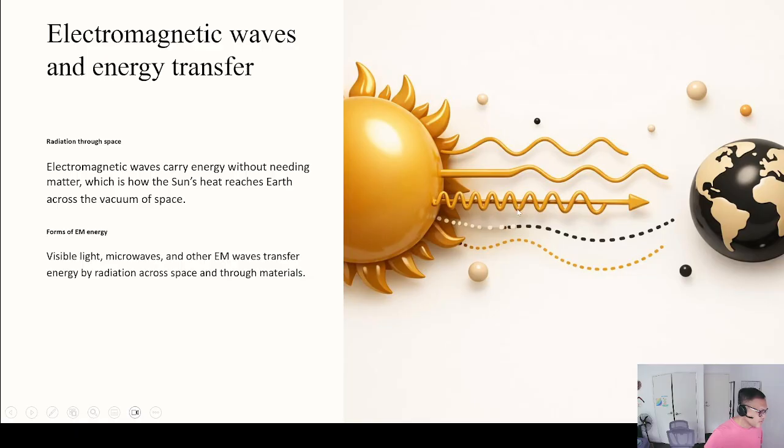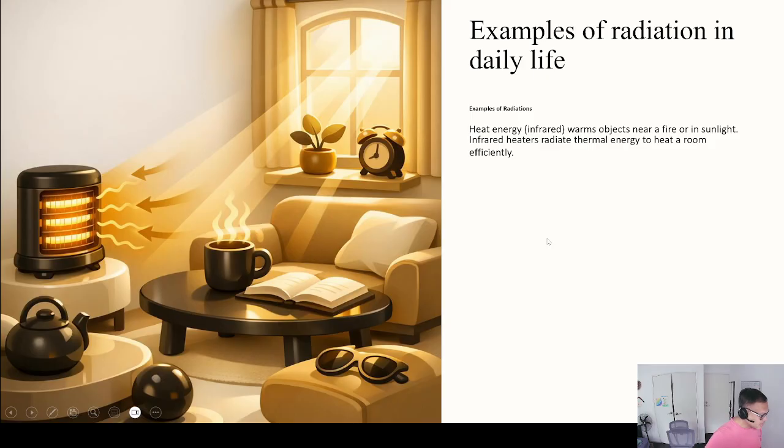And an example would be an infrared thermal heater. You would have seen it, generally in hospitals, but in homes also. In this, the infrared heater is heating the whole room. It's happening not via particle movement or vibration, but via electromagnetic wave transfer, which heats the whole room. It radiates thermal energy to heat a room efficiently. So this is an example and an application of radiation in general day-to-day life.